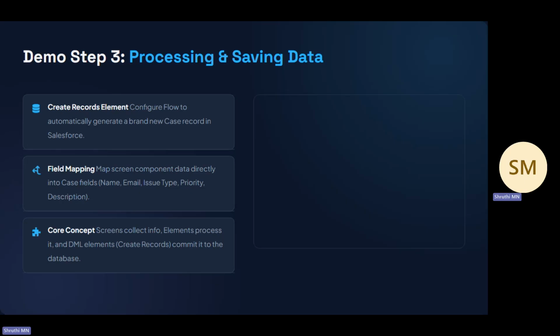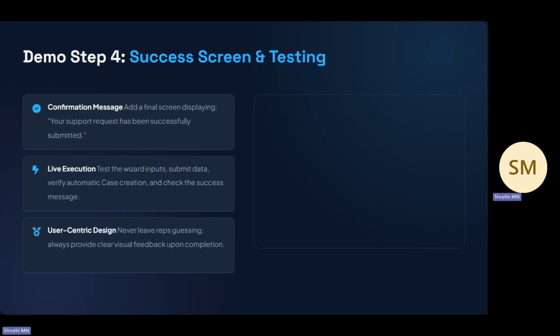Now let's improve the user experience. After creating the case, I do not want the user wondering, did my request actually submit? So I'll add another screen, I'll call it success, and display the confirmation message: your support request has been successfully submitted. This seems like a small detail, but user experience matters. A technically correct flow can still be a poor solution if users do not understand what happened. So remember, do not just build automation that works, build automation that users can understand.